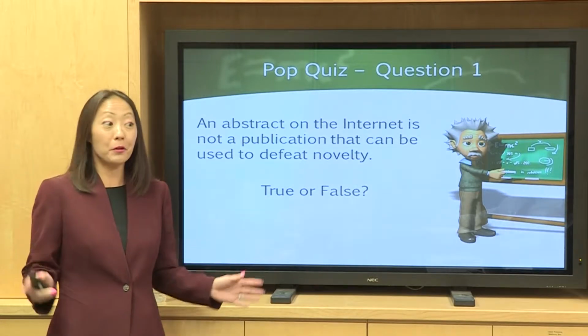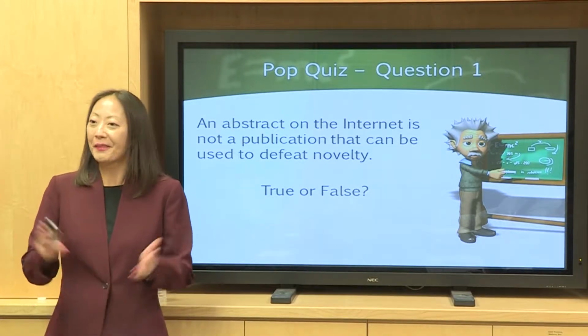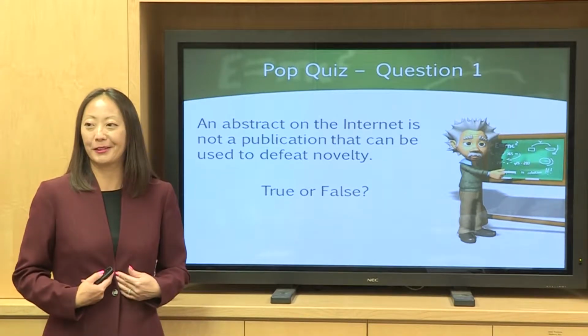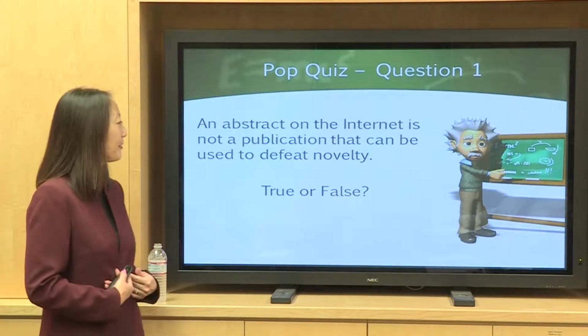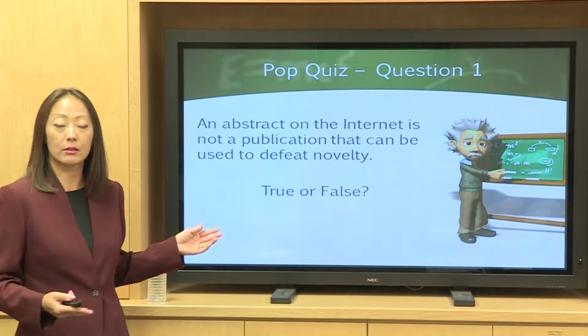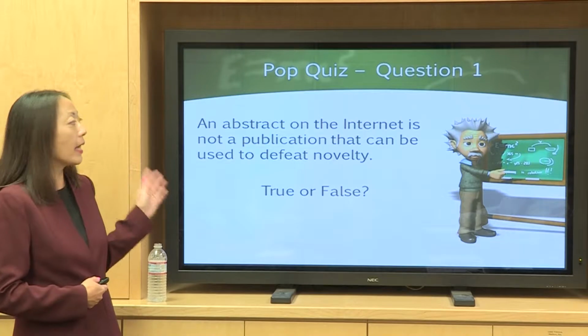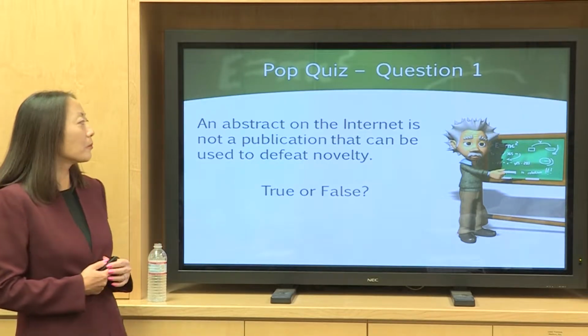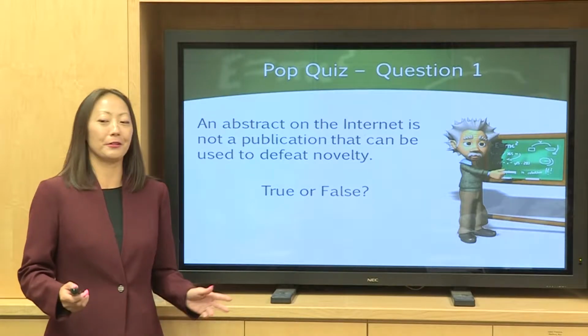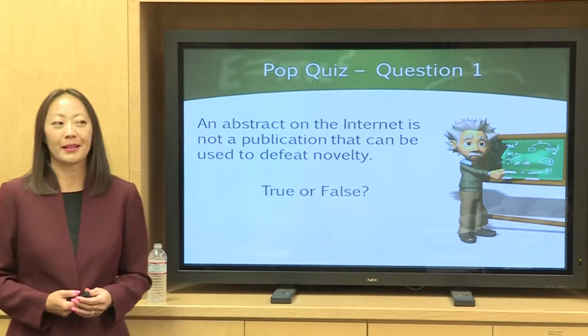So right now we have a pop quiz because we want to see how good the speaker's effectiveness is as a teacher. So if everybody can answer these questions, I believe that they're doing it online. An abstract on the internet is not a publication that can be used to defeat novelty. True or false?